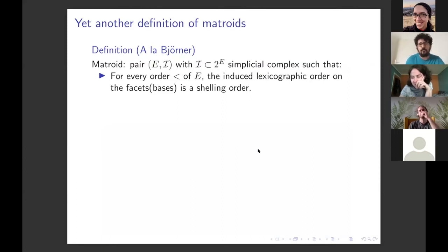And then I'm going to do a small trick: for every order of the ground set of the matroid, I can look at the bases, or the maximal faces, and I can order them lexicographically. And I'm going to say that this pair is a matroid if and only if, for all these orders, what I get is a Schelling order. So in a sense, this is the same data as a matroid. And what this is saying is that a matroid immediately comes equipped with at least E factorial Schelling orders. So many, many of them. And what I want to do is exploit it.